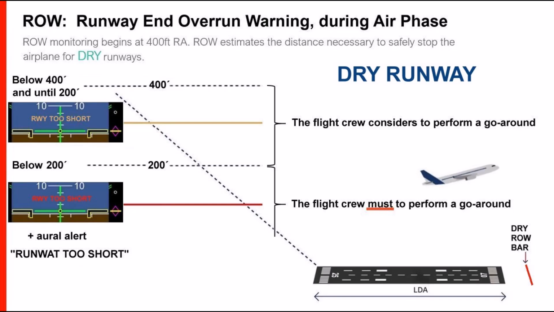Below 400 feet, if the calculated dry landing distance is greater than the landing distance available, there is a "runway too short" amber message on both PFDs, and the flight crew should consider performing a go-around. Below 200 feet, if the calculated dry landing distance is greater than the landing distance available, there is a "runway too short" red message on both PFDs and a repetitive "runway too short" alert. The flight crew must perform a go-around.